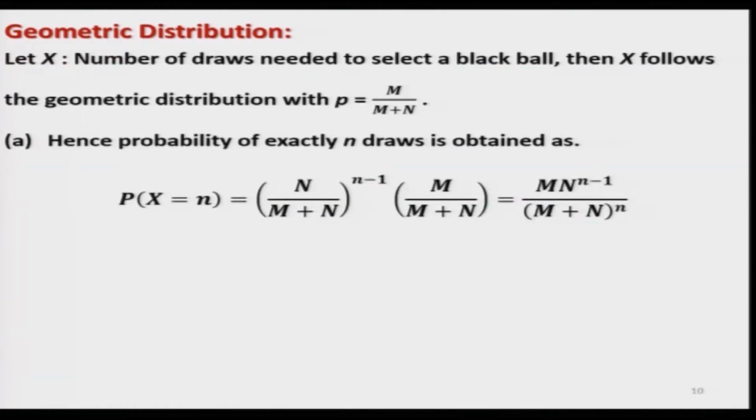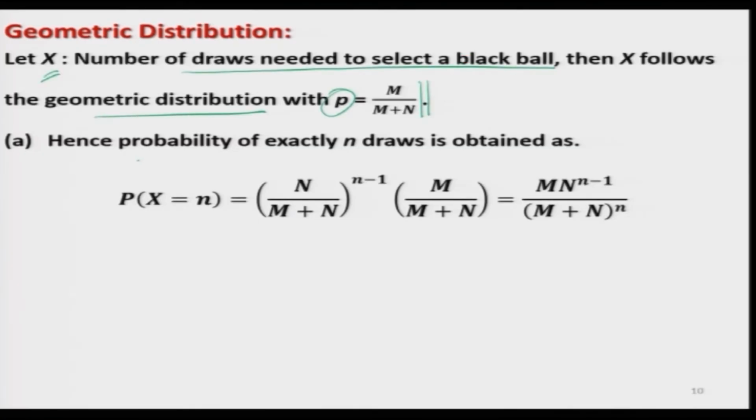Definitely in this case the geometric distribution can be used without any problem. Let the random variable X indicate the number of draws needed to select a black ball. Obviously the black ball can be selected in the first draw or the second draw and so on. So, this will follow a geometric distribution and the probability of success will be m upon m plus n.